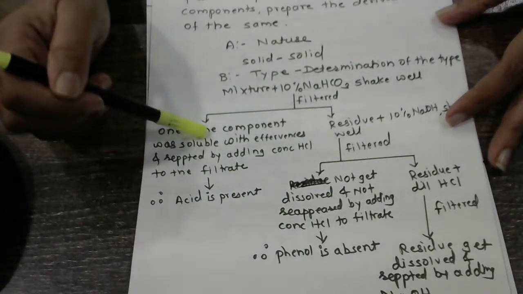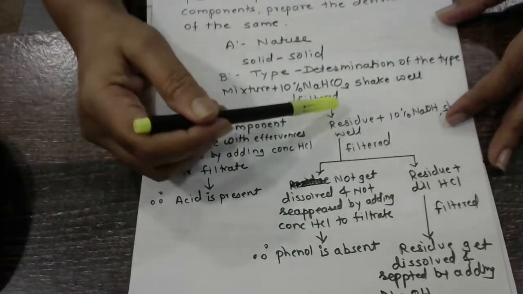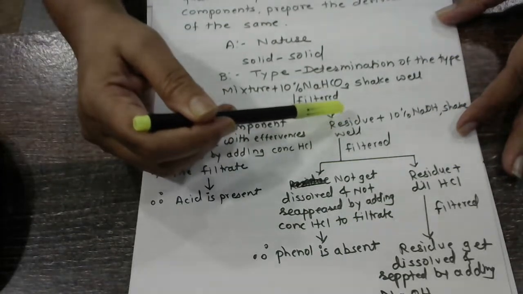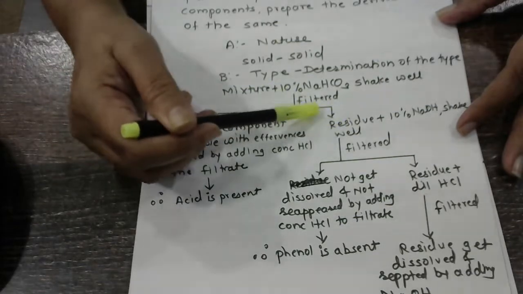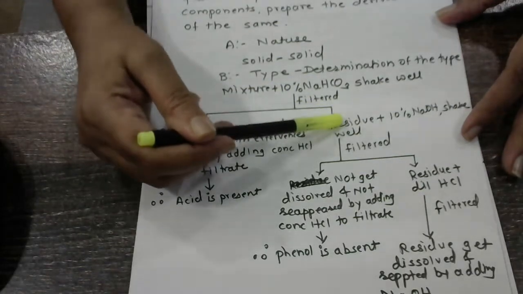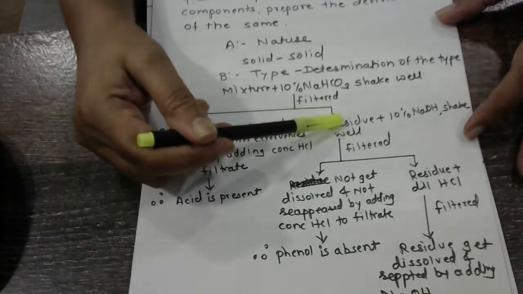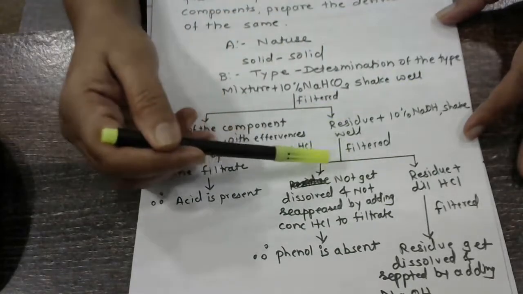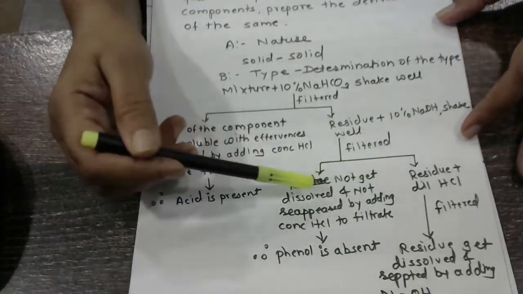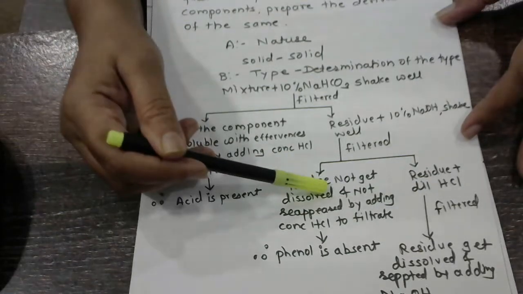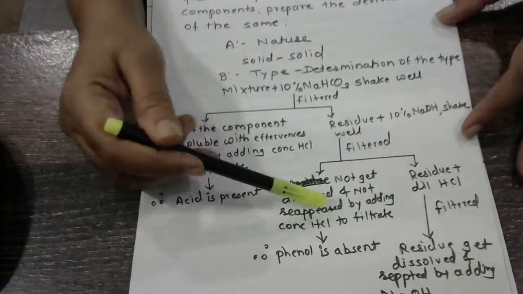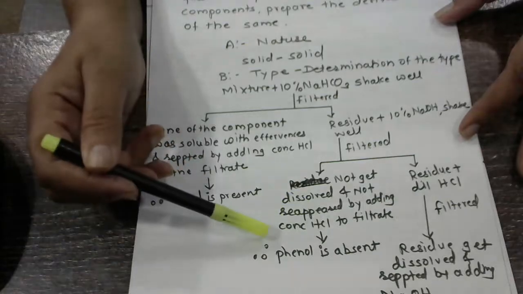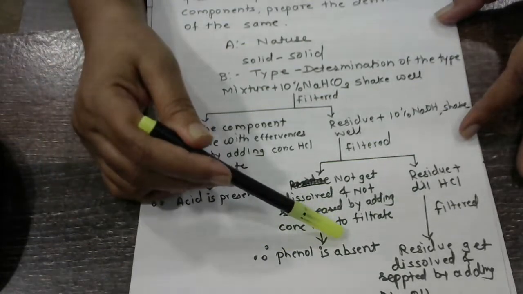Now as we get one component, for the detection of the second component, instead of taking the mixture we take the residue. Why do we not take the mixture? Because in the mixture acid is present, which may interfere. Hence for the detection of the second component we have to take the residue. Residue plus 10% NaOH, shake well and filter. Again we get two parts, filtrate and residue. Now this compound does not get dissolved and does not reappear by adding concentrated HCl to the filtrate. That means this test is negative. Therefore we can say that phenol is absent.